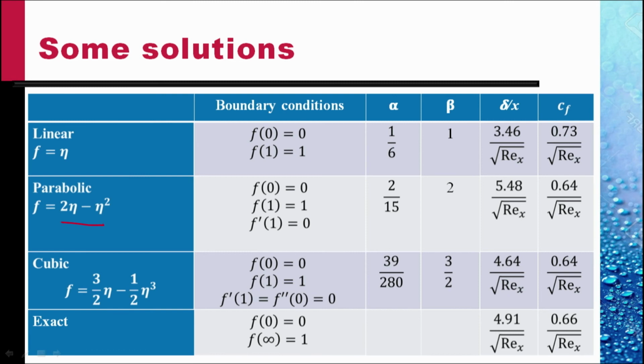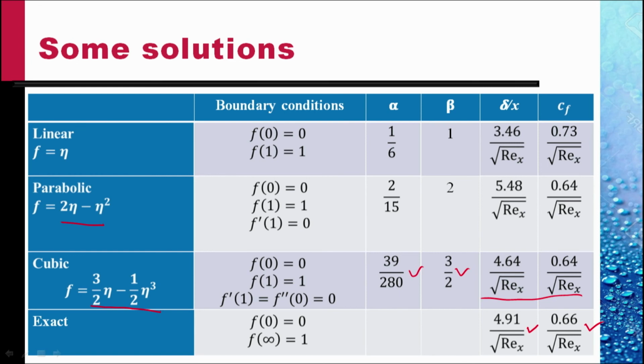For the cubic profile, we need 4 conditions. So, it is not just the velocity tends to 1, but the first derivative of the velocity and second derivative of the velocity are also 0 at the edge of the boundary layer. So, with these 4 conditions, the cubic profile has this simple form. For this, the value of alpha is obtained as 39 by 280, beta is 3 by 2, and these are the values of delta by x and CF. For the Blasius solution, we get the result delta by x as 4.91 and CF as 0.66 divided by under root Rex.